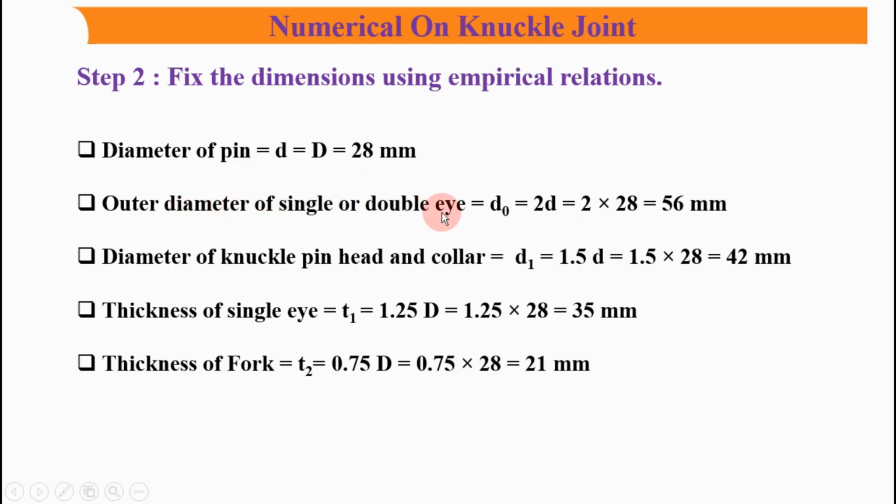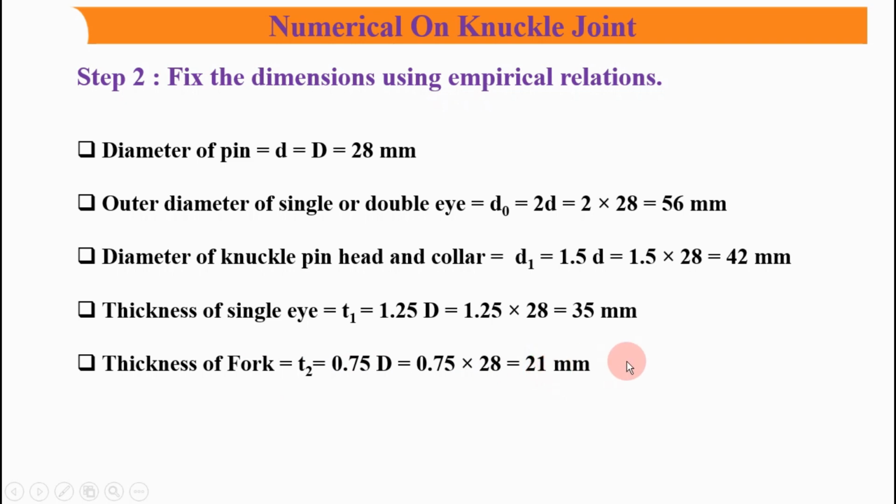The outer diameter of single or double eye, that is D0, is equal to twice D. So we have D as 28 mm, so 2 into 28 mm is equal to 56 mm. The diameter of knuckle pin head and collar, D1, is equal to 1.5 times D. We multiply the diameter by 1.5, so we get 42 mm. Then the thickness of single eye, T1, is equal to 1.25 times D. So we have written 1.25 into 28, so 35 mm. The thickness of fork, that is T2, is equal to 0.75 D, which is 0.75 into 28, so it is 21 mm.